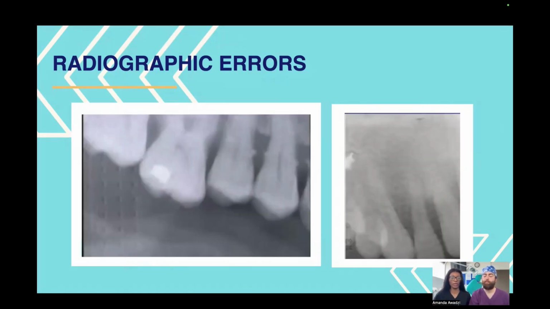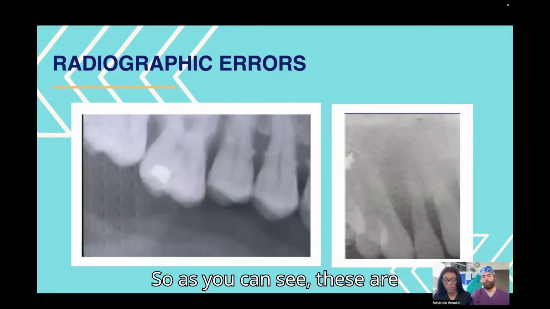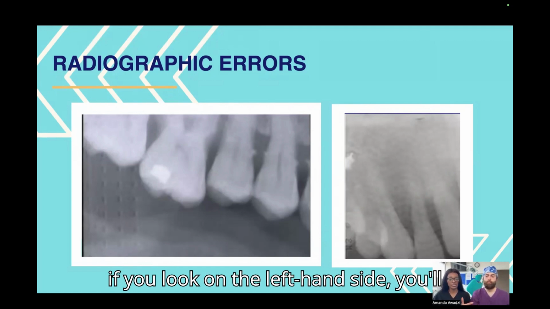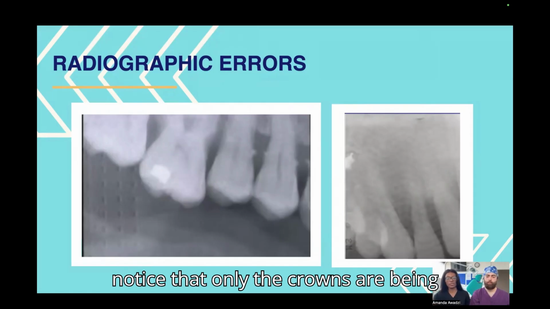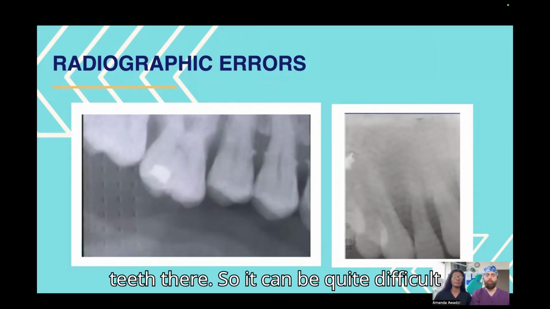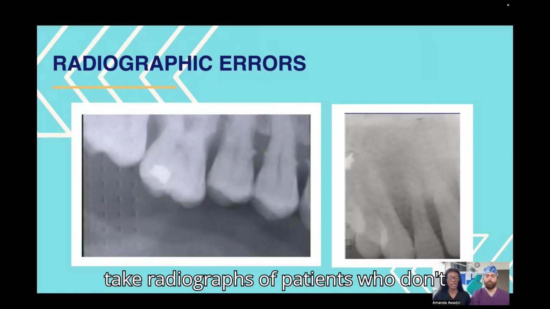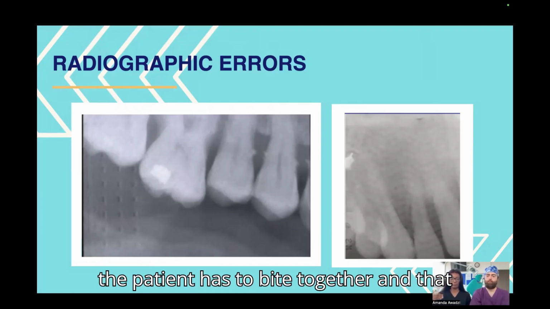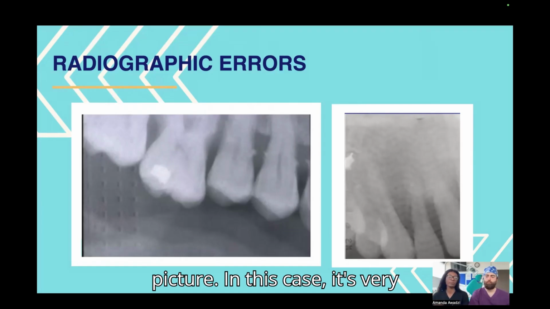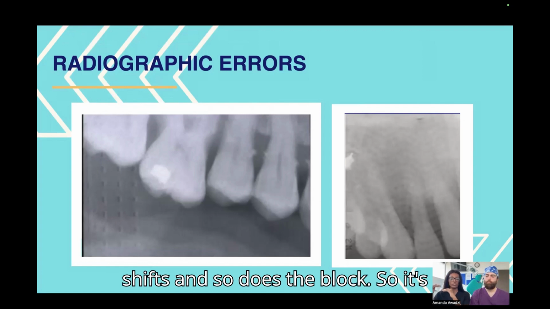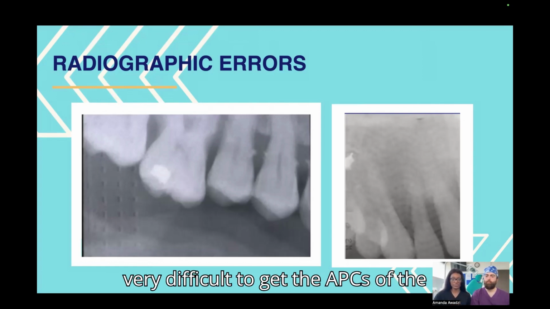As you can see, these are periapicals, and they're supposed to be periapicals. If you look on the left-hand side, you'll notice that only the crowns are being seen. You also notice on the lower portion of the X-ray that there are no teeth there. It can be quite difficult in general practice or in hospital to take radiographs for patients who don't have any teeth to oppose the film. Obviously, when you're taking an X-ray, the patient has to bite together, and that sort of stability enables you to take the picture. In this case, it's very difficult to do so because if you don't have any teeth at the bottom, the film shifts and so does the block. So it's very difficult to get the apices of the teeth.